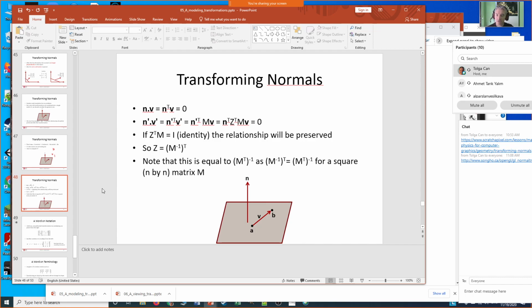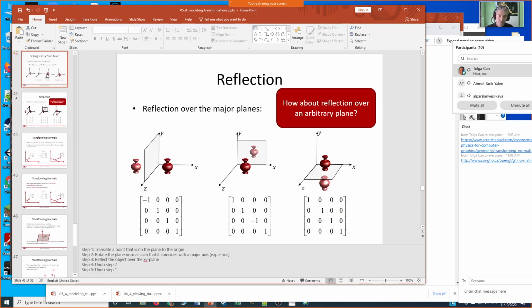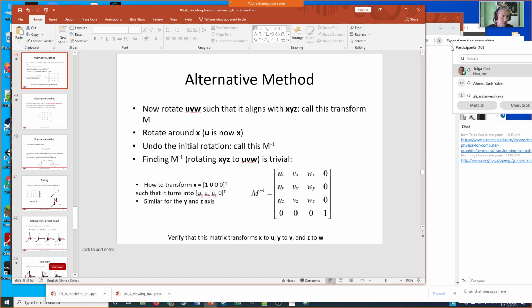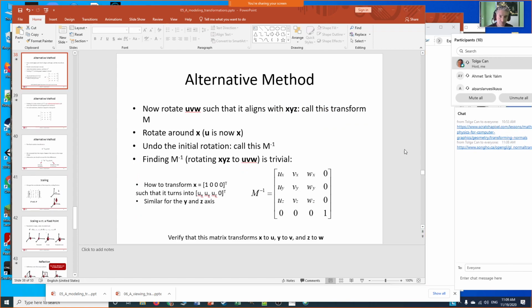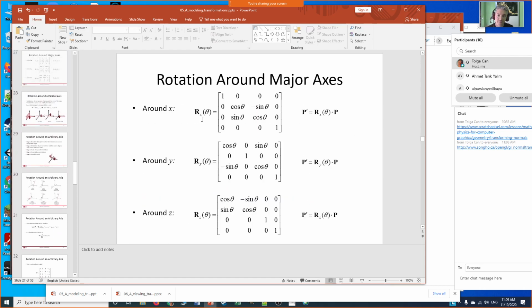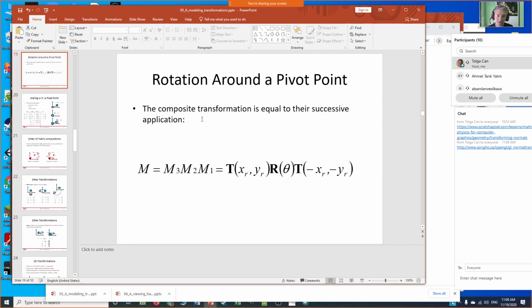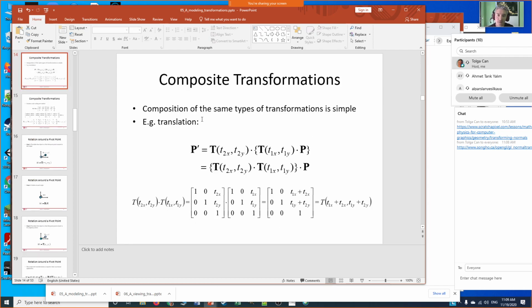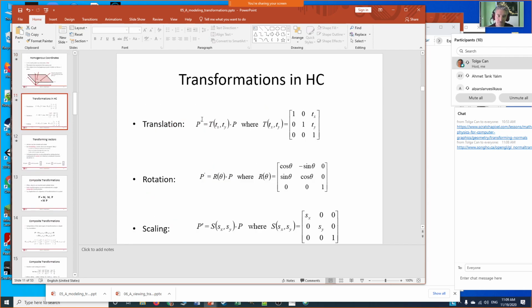So you can use this as a reference and as an additional resource to learn these transformations better. Now, if we look at these modeling transformation slides, the thing that I want to discuss is this alternative method we are going to use in rotation around an arbitrary axis. But let's go back to going in order in these transformation slides. We talked about homogeneous coordinates, and how they help us have all of these basic transformations.